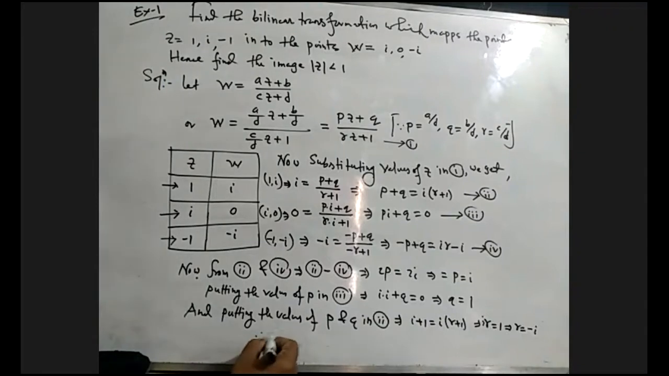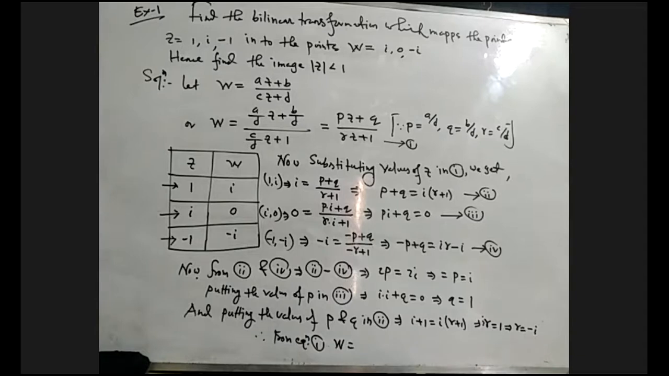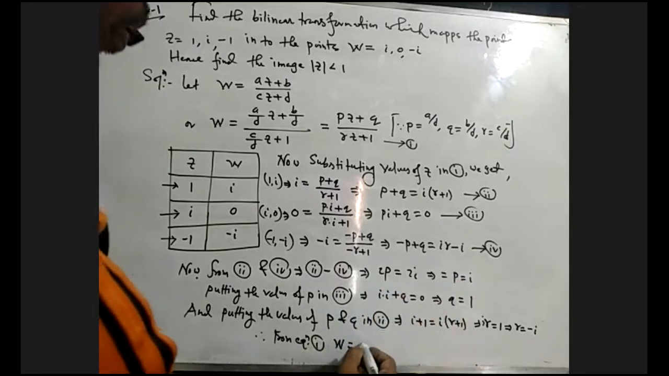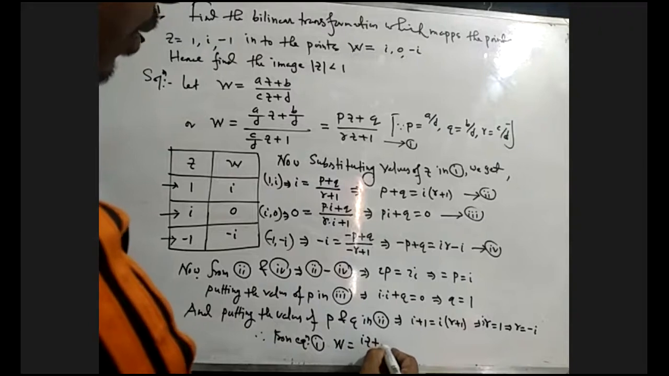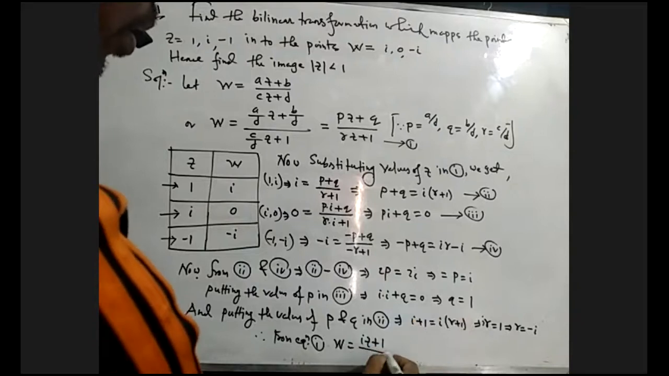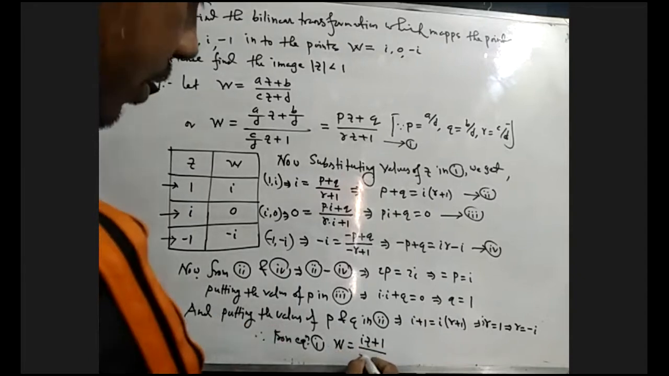Therefore, from equation 1, W equals what? Just putting all the values. W equals P, the value of P is i, iz plus Q equals 1, divided by the value of R, minus i, times z, plus 1.